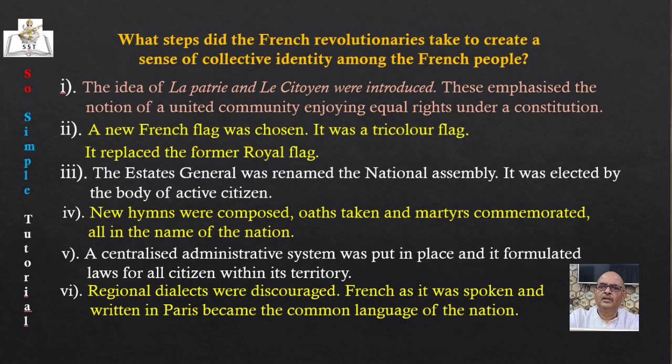From the very beginning, the French revolutionaries took various steps to unite the people of France. They took various steps to create a sense of collective identity amongst them, like introducing a new flag, introducing the idea of La Patrie and Les Citoyens, introducing a centralized administrative system, introducing uniform laws for all the citizens, introducing uniform systems of weights and measures. Even the regional dialects were discouraged and French was made one common language for the whole nation.